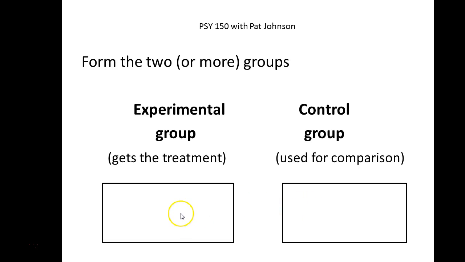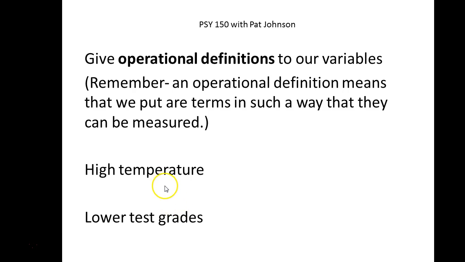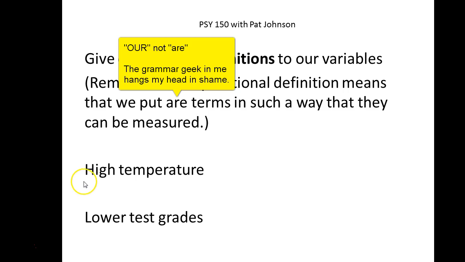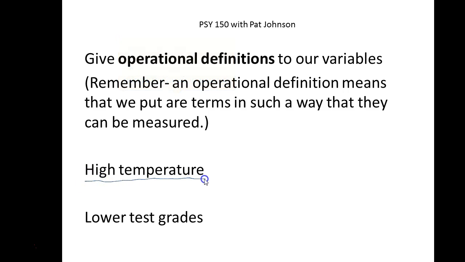Now, you may be asking, well, what do we mean by heated up? And what do we mean by does worse than? Let's go back to a concept we talked about earlier, and this is the concept of operational definitions. And remember, an operational definition means that we put our terms in such a way that they can be measured. So what could be an operational definition for high temperature for a classroom? Well, we couldn't say something like 150 degrees or 200 degrees because that would just kill them. But what would be a high temperature for a classroom?